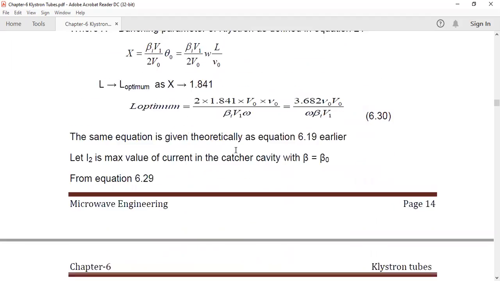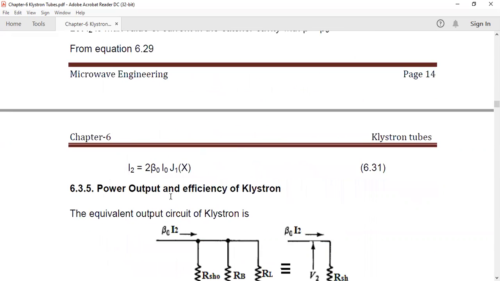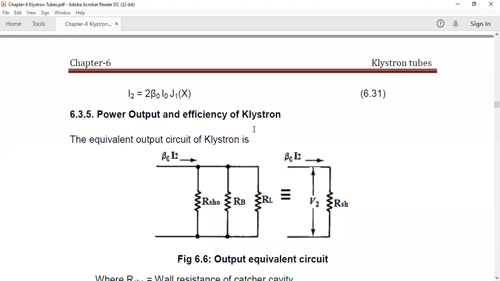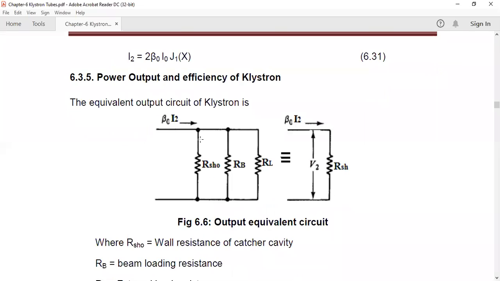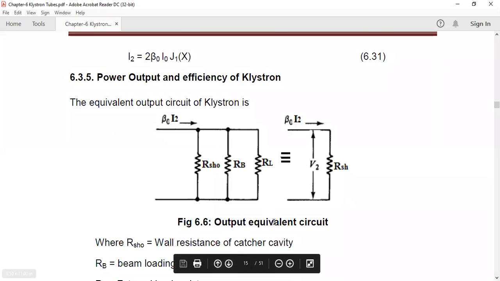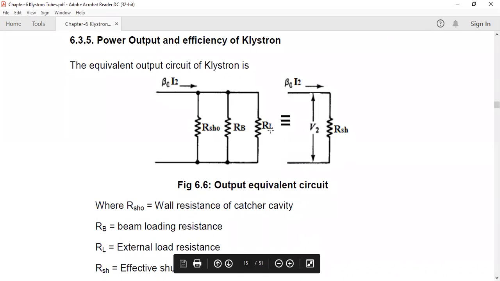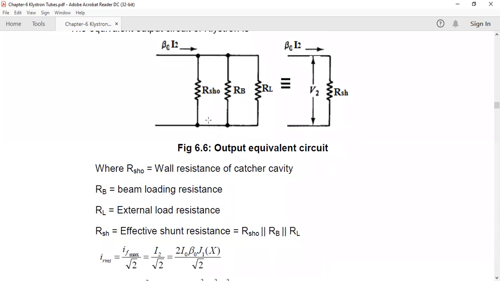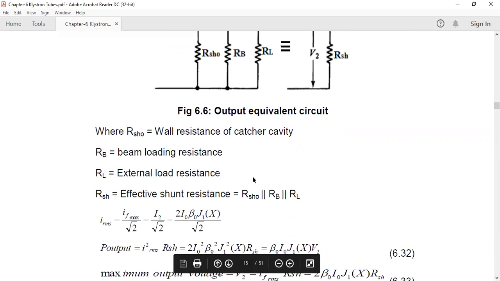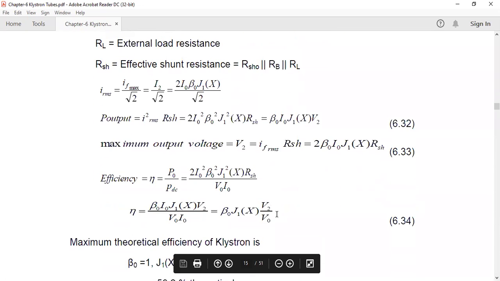Now you need to find out the power output and efficiency of the klystron. You can take the equivalent circuit at the output end. There is a load resistance RL, RB, the beam loading resistance, external load resistance, and effective shunt resistance. You can say all are in parallel. So IRMS is equal to IM by root 2. We substitute this. Now efficiency is nothing but output power by input power.